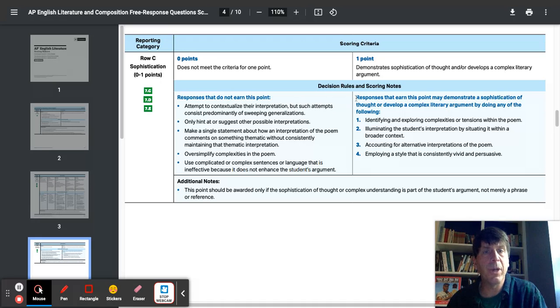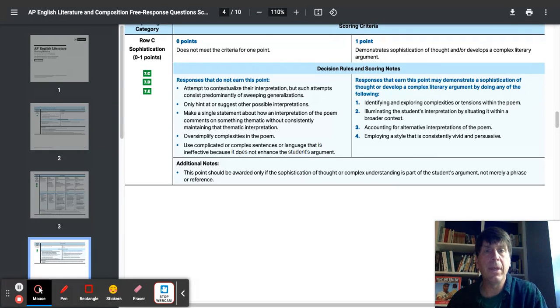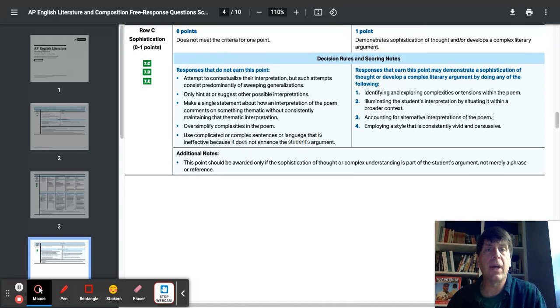Responses that earn this point may demonstrate a sophistication of thought and develop a complex literary argument, identifying and exploring complexities or tensions within the poem. That's what I just said, basically. Illuminating the student's interpretation by situating it within a broader context, so the big picture, accounting for alternative interpretations of the poem, if possible suggesting other ways the poem might be read properly, and writing really well in a style that's vivid and persuasive.